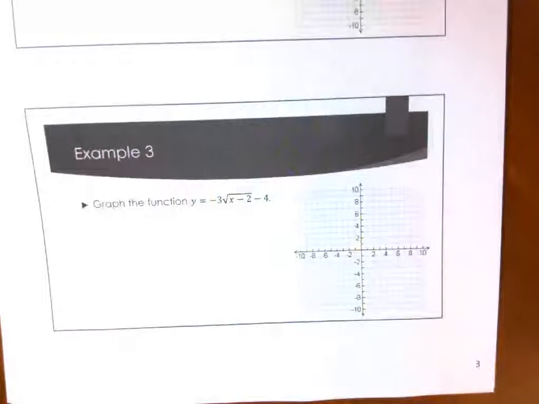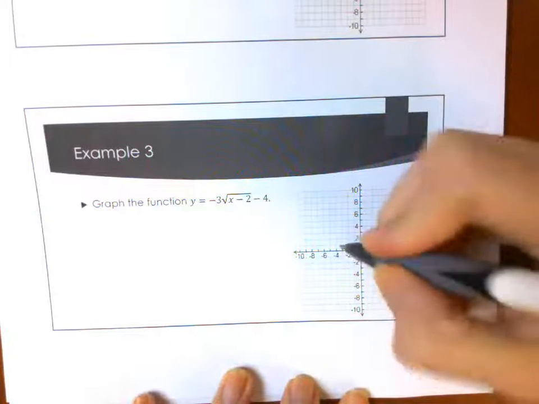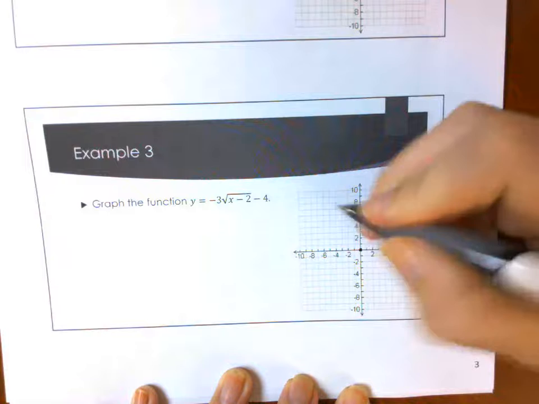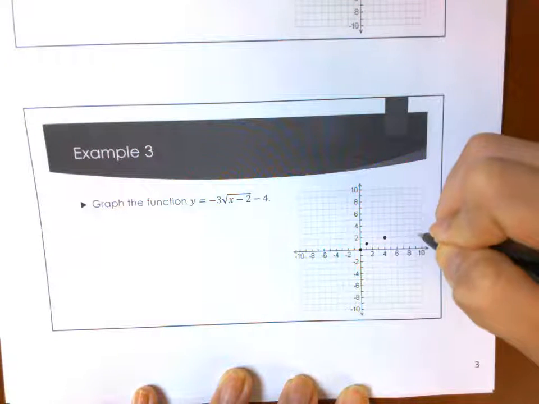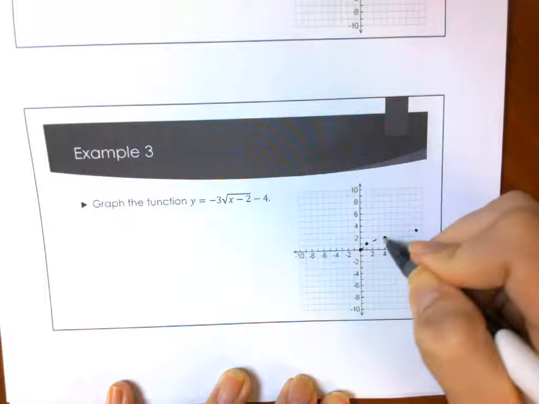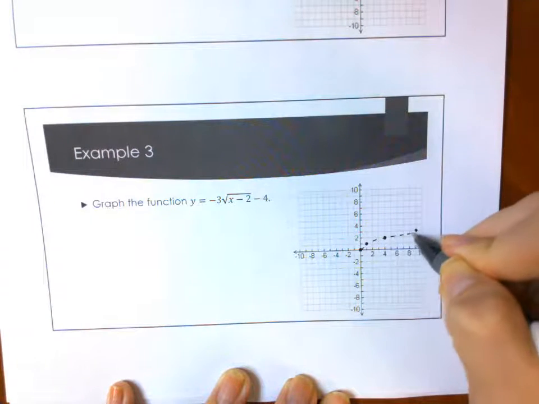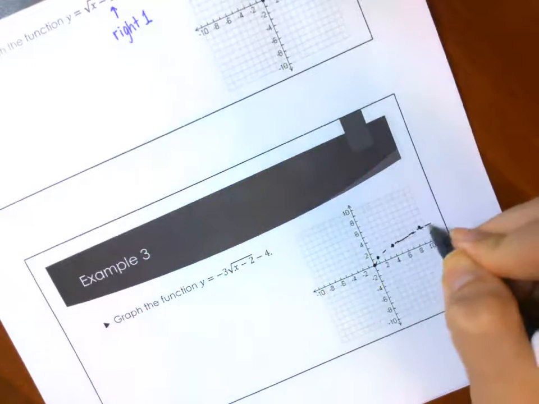All right. So this one's a little bit more complicated. This one's going to require a couple of steps because we have this -3 in front. So I'm going to still start by drawing my parent function. 0, 0, 1, 1, 4, 2, and 9, 3. Oops. Clean that up a little, sorry.